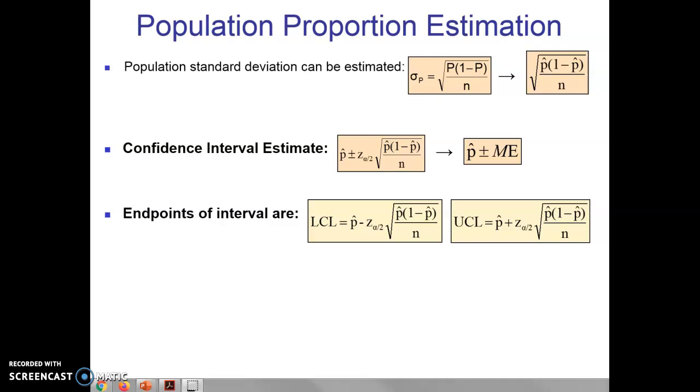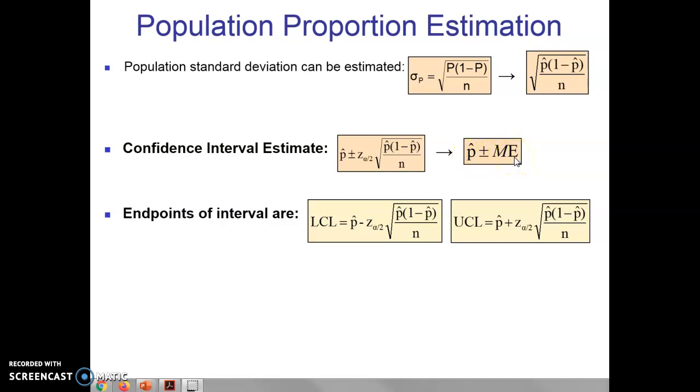Just like before, we need our standard deviation. If we don't have it for the population, this would be the formula. If we know the standard deviation, then we can estimate it using the sample proportions as a proxy. So we'll be using this formula. From that, we'll create a confidence interval estimate taking our sample proportion plus or minus the z value multiplied by the standard error.